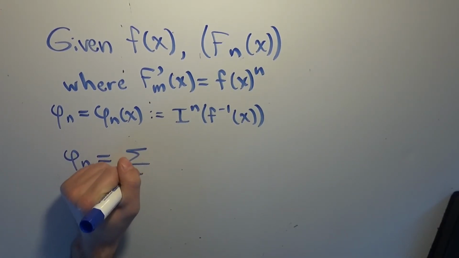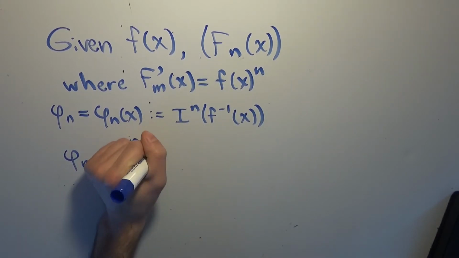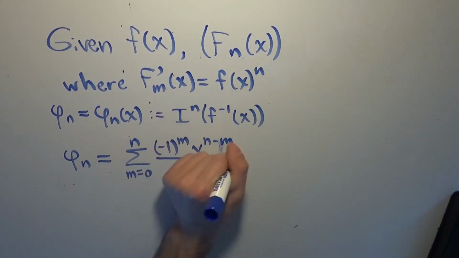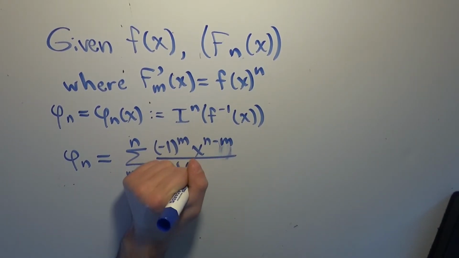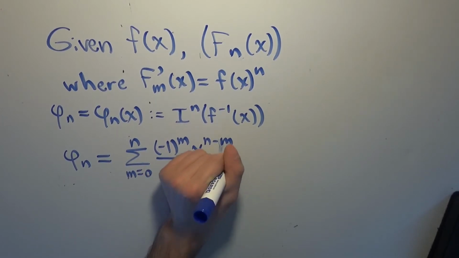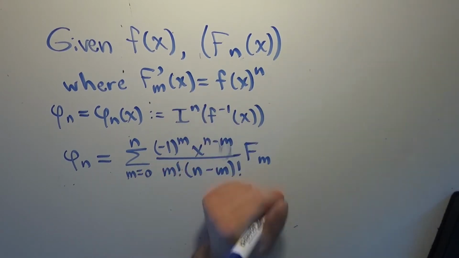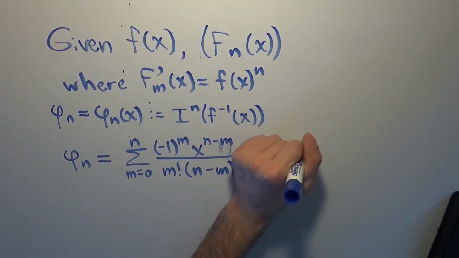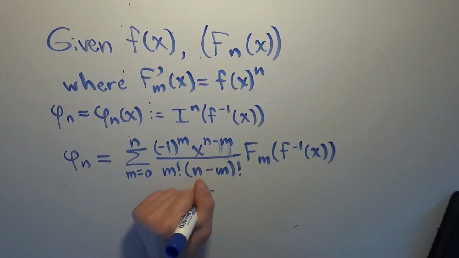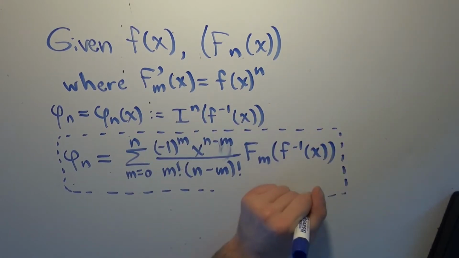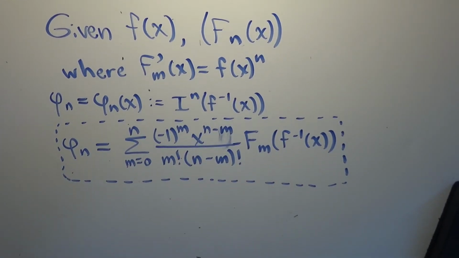The sum from m equals 0 to n of negative 1 to the power of m times x to the n minus m, all over m factorial times n minus m factorial, times these integrals of the powers of f, but applied to the inverse function. So that is quite a mouthful, but I can prove it to you using induction. All I have to do is prove the base case and then show to you that the derivative of any of these is the one before it, which means we can always work backwards, right?